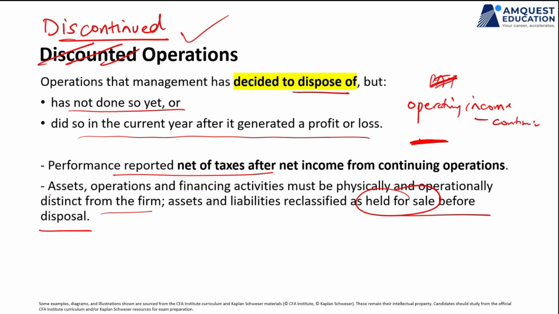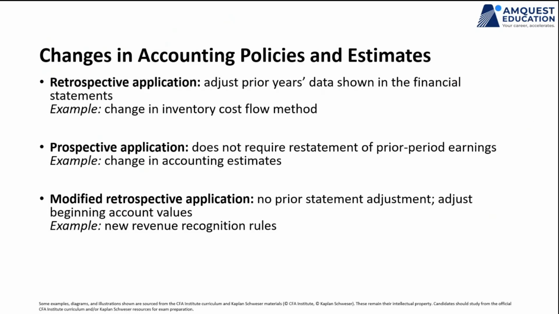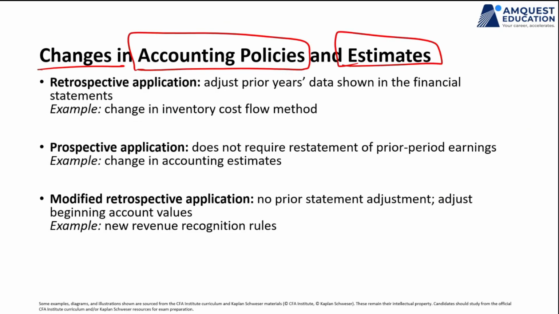Now, how are these accounted in accounting terms? There are two things you can change: one, accounting policies, and second, accounting estimates. If you're changing accounting policies, there is a retrospective application. What is a retrospective application? You have to adjust prior year data, which is shown in the financial statement, right? So all the prior year financial statements will have to be adjusted.